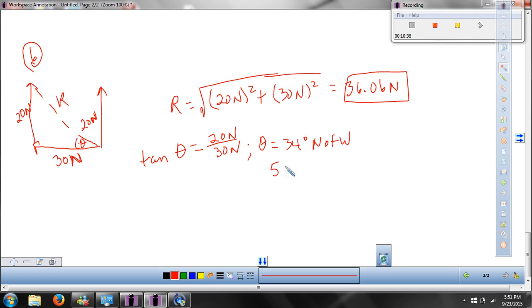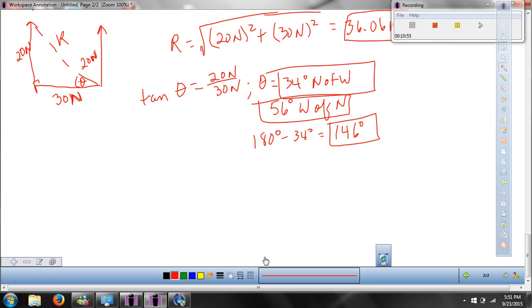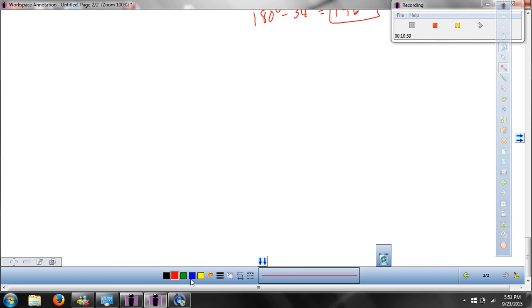Or I could say that it's 56 degrees west of north. Or I could say that 180 minus 34 would give me a pilot's bearing of 146. So there's the pilot's bearing, west of north, north of west. I don't care. You pick and choose whichever one you like the best. Surely one of those three you can find one that you prefer. All right, now let's see what number 7 has in store for us.